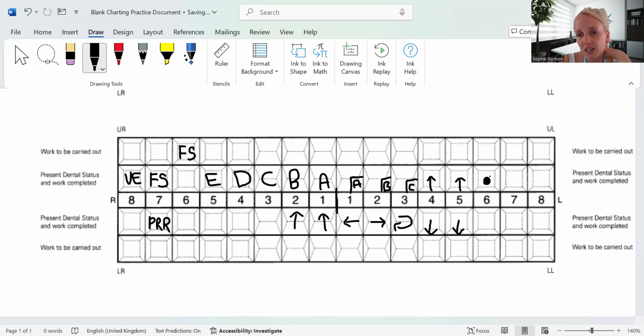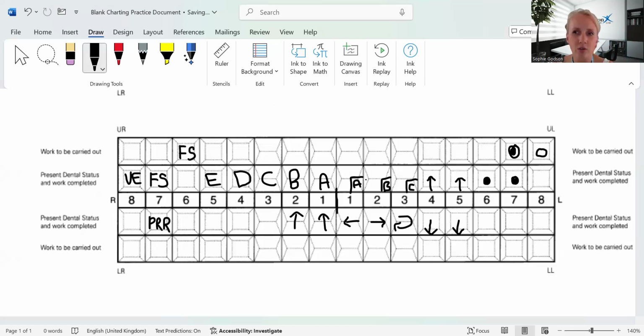If the filling needs to be replaced, you're drawing it on birth lines, and you're drawing a circle around to show that this one needs replacing. If the tooth is unrestored but it has a new carious cavity, then you're drawing it on the treatment line. So I hope that makes sense.